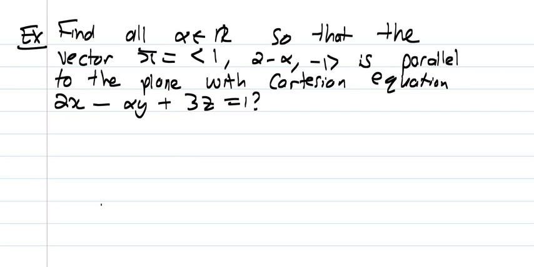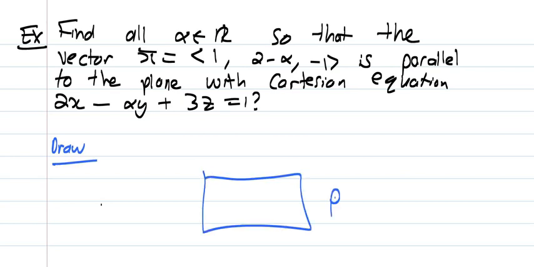Find all real values alpha so that the vector x, it's some 3D vector, is parallel to the plane with Cartesian equation 2x minus alpha y plus 3z equal to 1. So you can see this is a plane because it's of the form ax plus by plus cz equal to d. Alright, so let's quickly draw. You might not get any marks for drawing, but it gives you an idea of where to start. So you have some flat surface, some plane P, and then you have a vector x, and you want the vector x to be parallel to the plane.